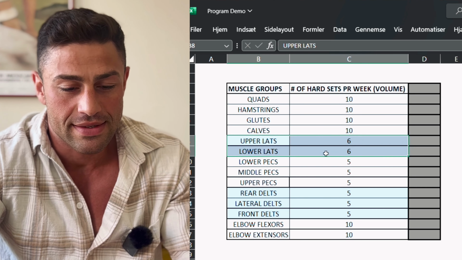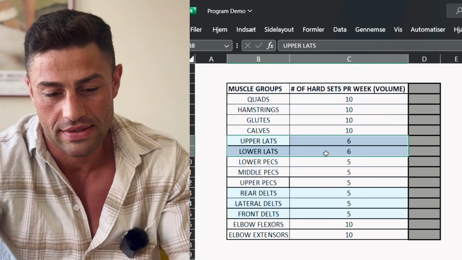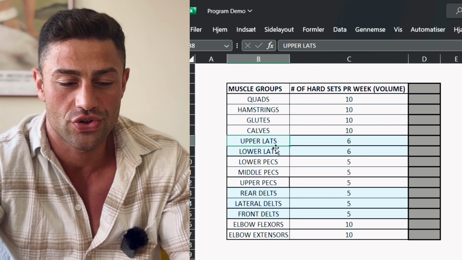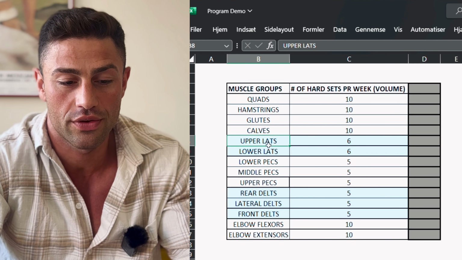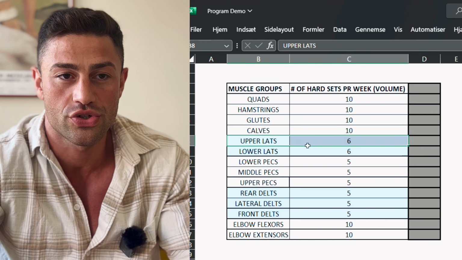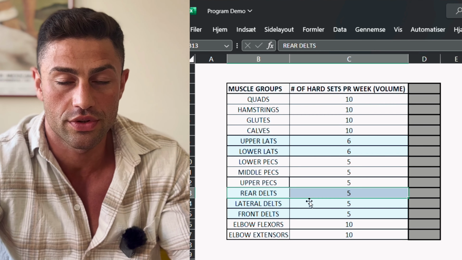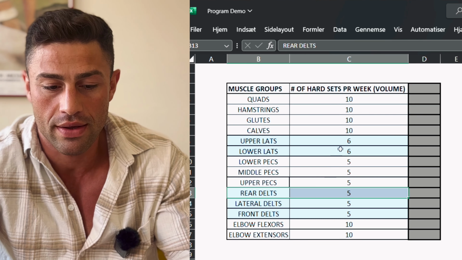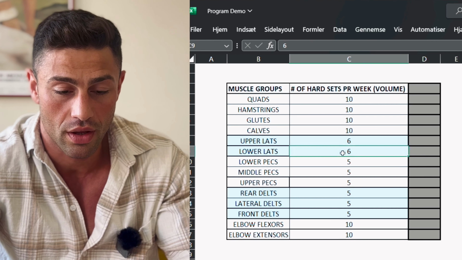Moving up to lats, you can see that I divided the lats into upper lats and lower lats. The reason for that is because the function is different and the way we're going to train them is different. Some of the more old school bodybuilders would call the upper lat just horizontal row. But when we're doing the rear delt, we are also doing the horizontal row. So if we count it that way, we're going to have 11 sets of horizontal row.